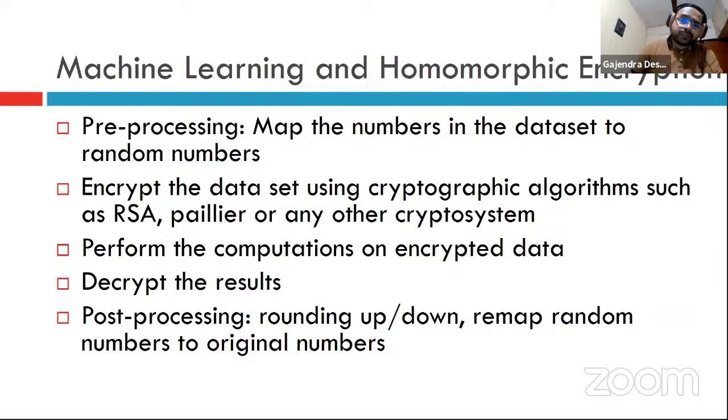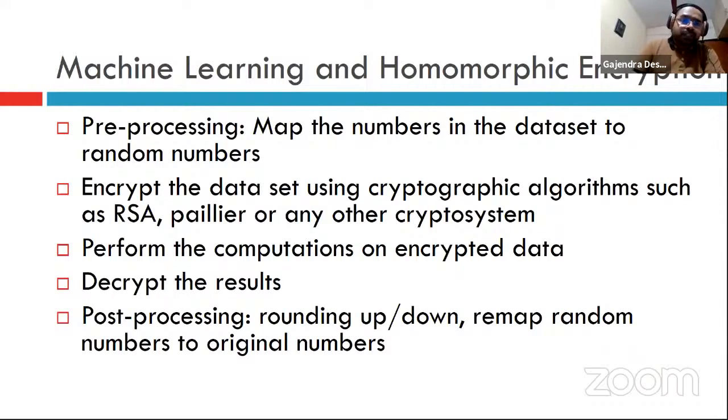So the process is you first perform the pre-processing. In that case, you need to map the numbers in the dataset to random numbers. Next, encrypt the dataset using cryptographic algorithms such as RSA, Paillier, or any other crypto system. Then perform the computations on encrypted data. Then decrypt the results. Finally, post-processing may be required, that is rounding up or rounding down the value, or remapping the numbers to the original numbers.